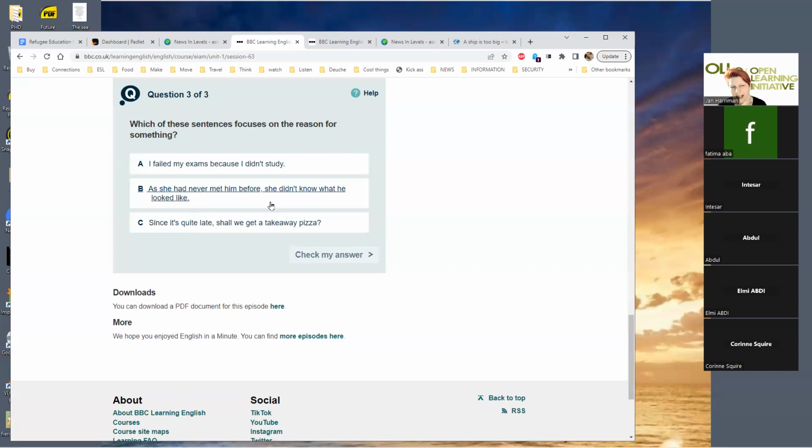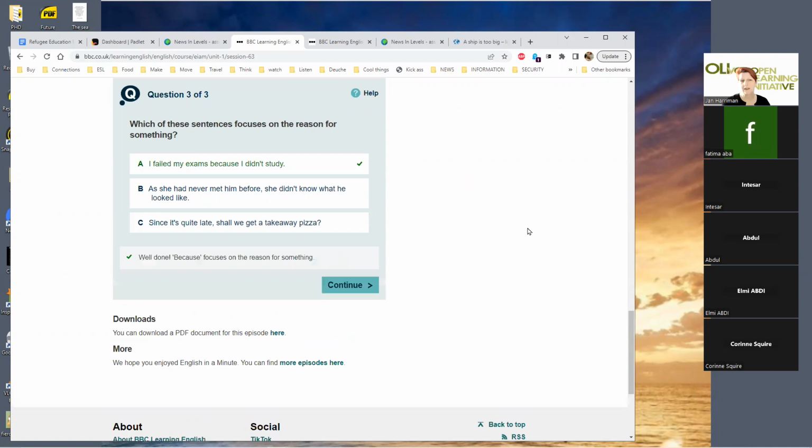That's a condition: as she didn't know what he looked like, as she had never met him before. It's kind of a condition. What actually caused something to happen? Which one? Say again. It's the first one, the A. Yes, there's an actual cause. So the question is worded awkwardly. If they said, which one of these sentences describes a cause or focuses on a cause, then we get A, because it focuses not just on the reason, but the cause of something. It's even in the word, because. So there we go. Anyway.